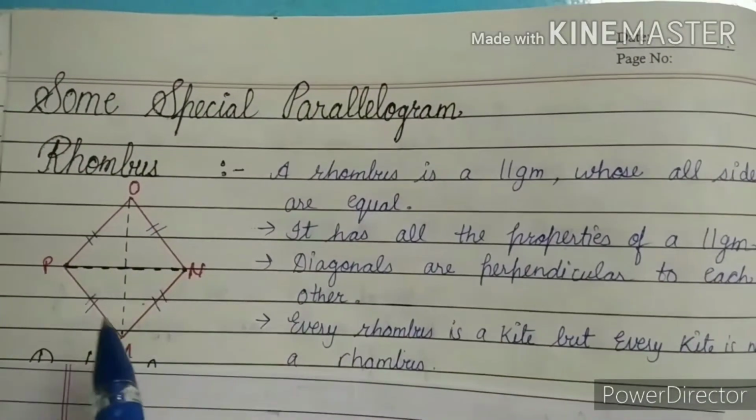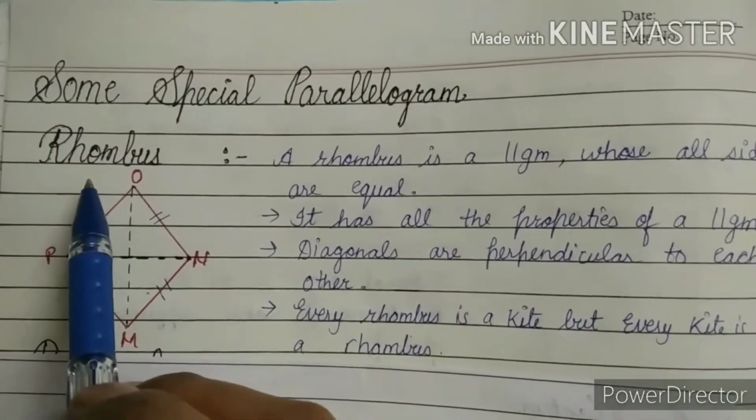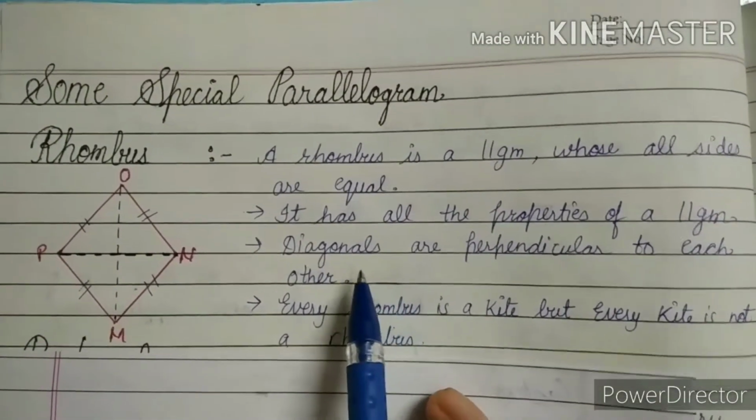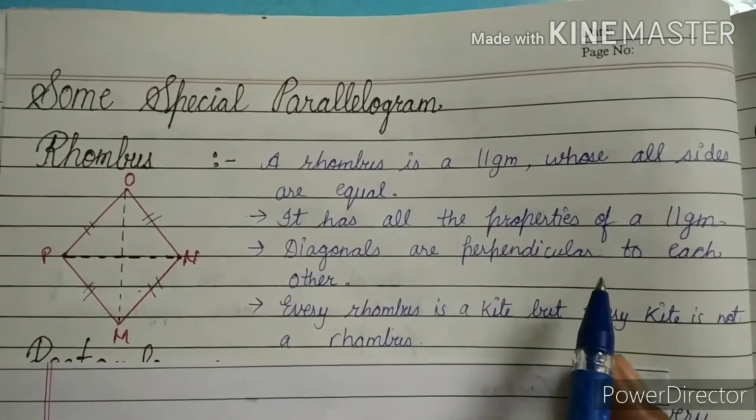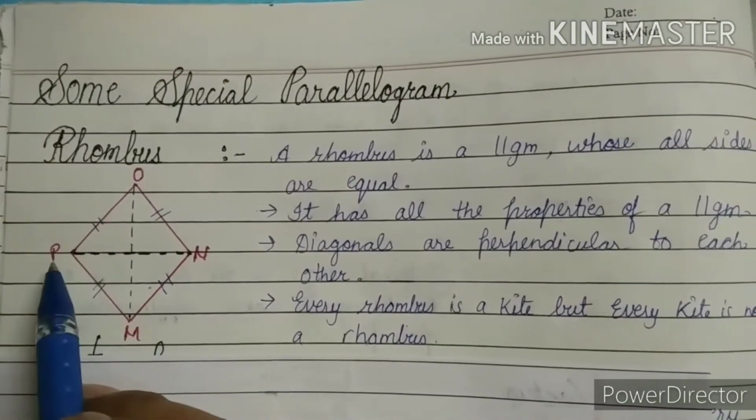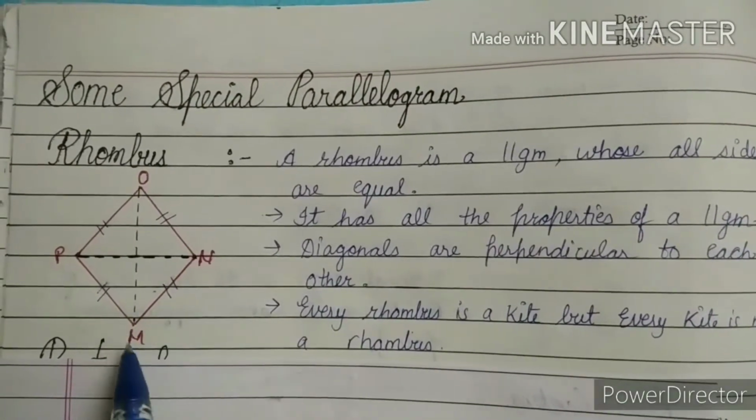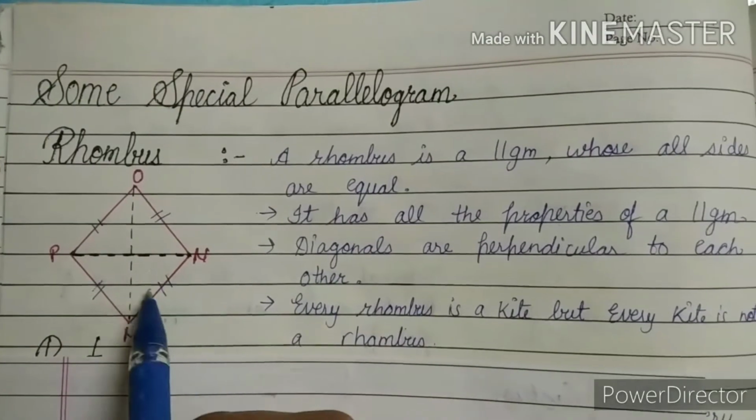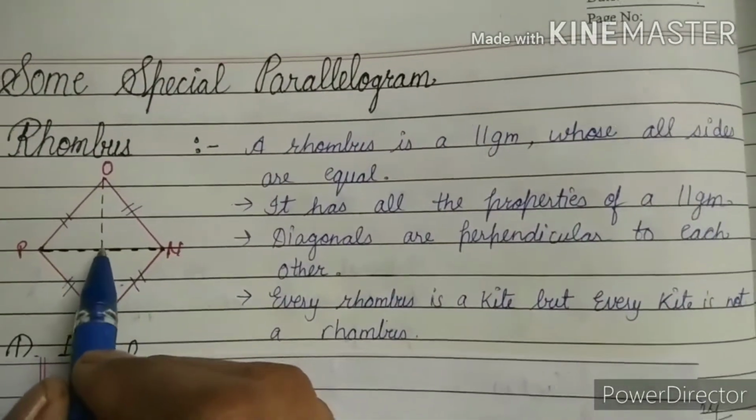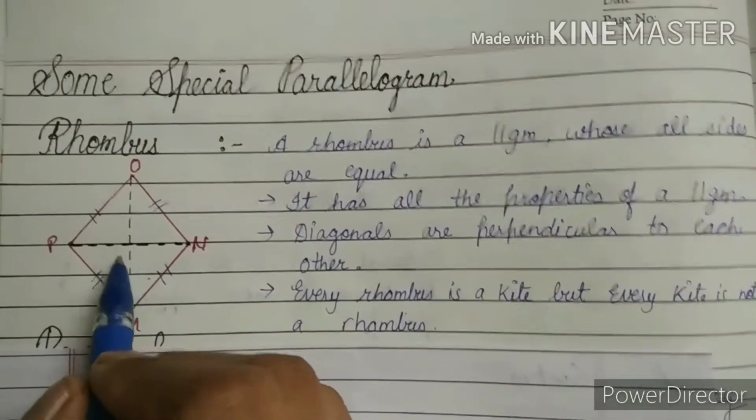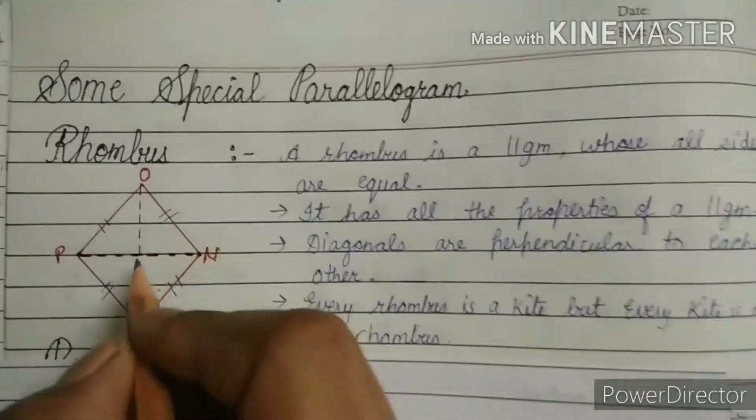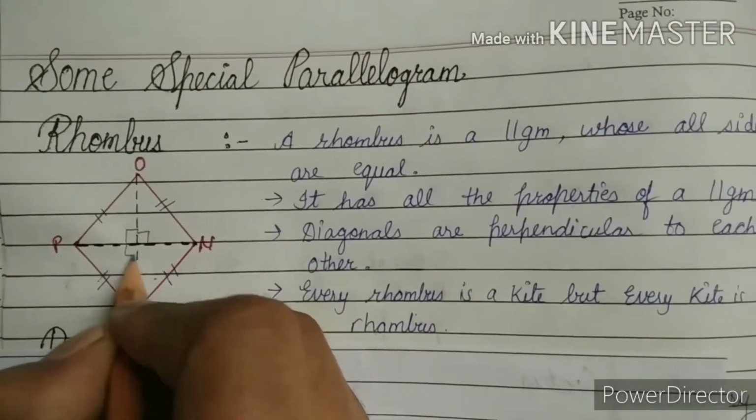These kinds of properties are also satisfied for the rhombus. Next, diagonals are perpendicular to each other. In the rhombus, when we draw the diagonals P, N, M, O, the diagonals are perpendicular to each other. It means they intersect each other at a right angle. When we measure, we get a right angle at every place.